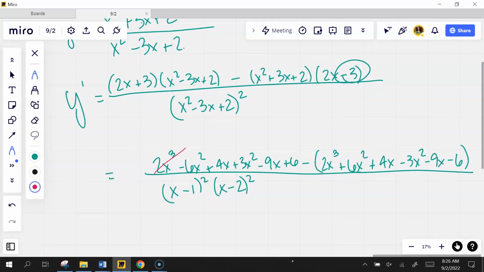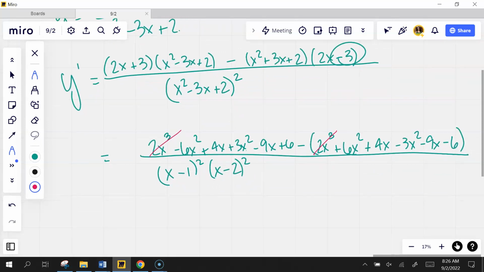Oh, this looks nice. 2x cubed and 2x cubed cancel. Negative 6x squared. This is going to be another negative here, so that's negative 12. Negative 12 plus 3 plus 3, so negative 6x squared. Nines cancel. The 4's cancel. 6 and 6 is 12.